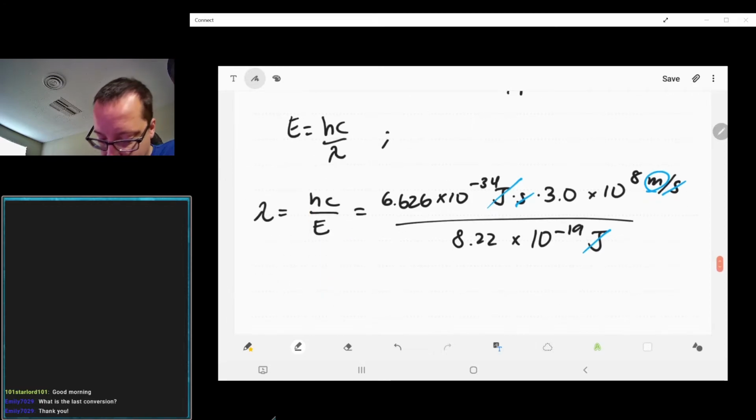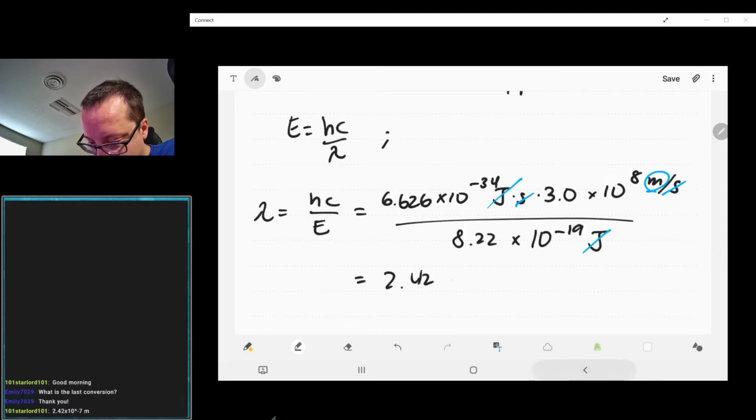Doing this math, apparently we get 2.42 times 10 to the negative, forget it, let's just put it in nanometers, 242 nanometers. So it'd be 2.42 times 10 to the negative 7, yeah, exactly. And so we will get that as our value there.